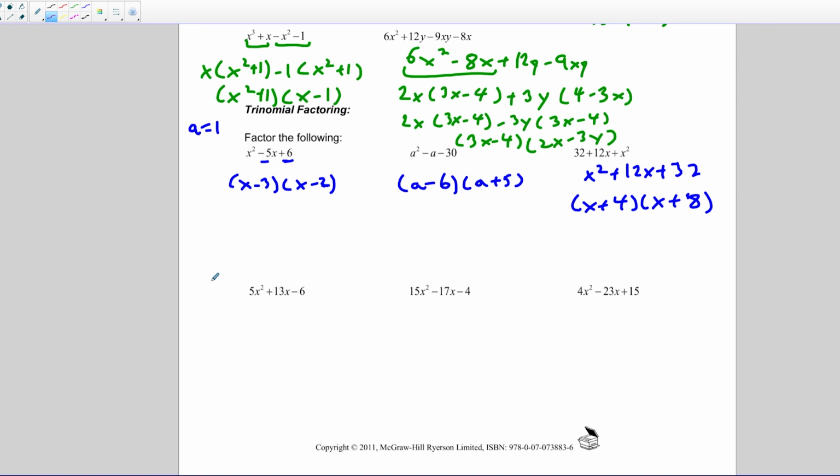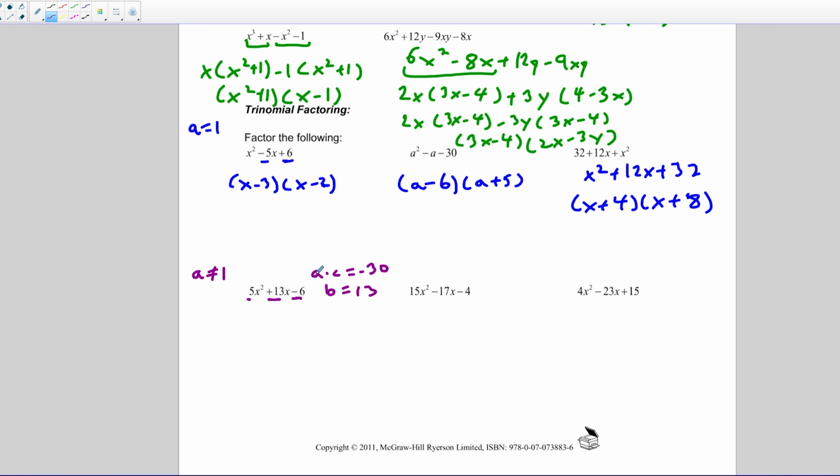For these next three examples, we're going to factor these using decomposition. So we can see here that a does not equal 1, which means that in this case, we're going to take a times c. So we know a times c is equal to -30. And in this case, b is equal to a positive 13.